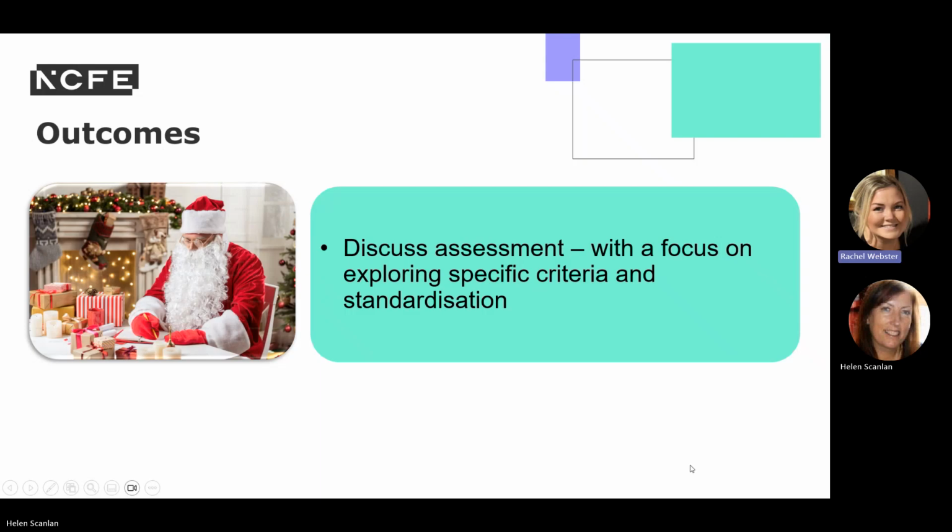And my name's Rachel Webster, and I'm also part of the provider development team here at NCFE. Helen and I are going to discuss assessing evidence against criteria, looking at some of the theory that underpins the assessment, applying it to some example criteria, and then having discussions which are examples of standardisation, and think of us as assessors participating in a standardisation activity. So, Helen, what's the underpinning theory we're going to be using today?